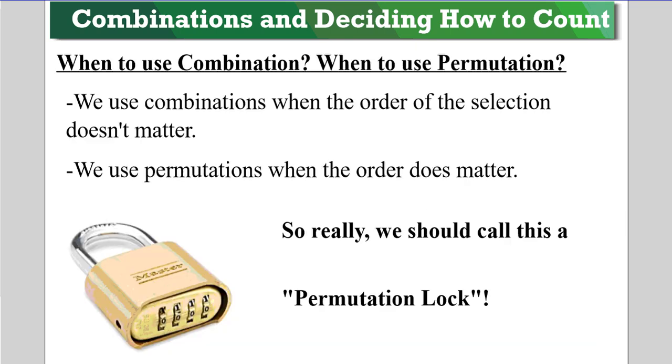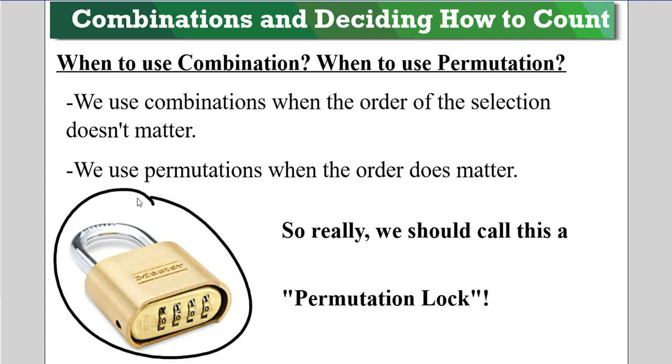Continuing on. Now what we're going to do is just practice looking at different scenarios. When is it going to be a combination? When is it going to be a permutation? So we use combinations when the order of the selection does not matter. We use permutations when the order does matter, which is kind of funny because we call these things combination locks, but really order is important because it's a password, so really those should be called a permutation lock.